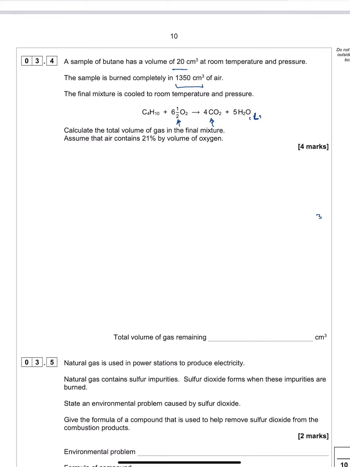They want you to calculate the total volume of gases in the final mixture. So first of all, we need to find out the volume of oxygen that actually reacted. So the volume of oxygen consumed in the reaction.